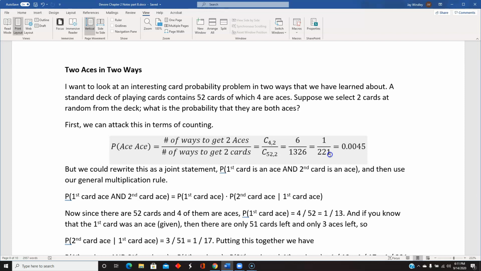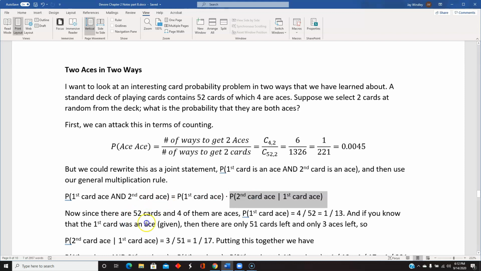Now, to attack that same probability problem in a completely different way, suppose I wrote this probability like this, specifically using the word and. What is the probability that the first card is an ace and the second card is an ace? And then use my multiplication rule. So the probability that the first card is an ace and the second card is an ace is the probability of A, the first card is an ace, times the probability of B given A, the probability that the second card is an ace given that the first card is an ace.